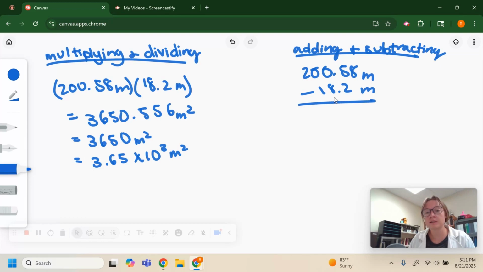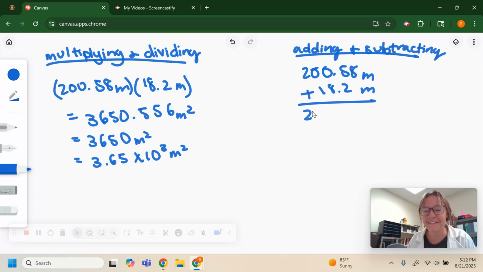So our original measurements are these two. The number with the least number of decimal places is this 18.2. So our final answer is going to have only one decimal place here. We write this like this. Our original answer would be, I'm adding them, so I can do it in my head.